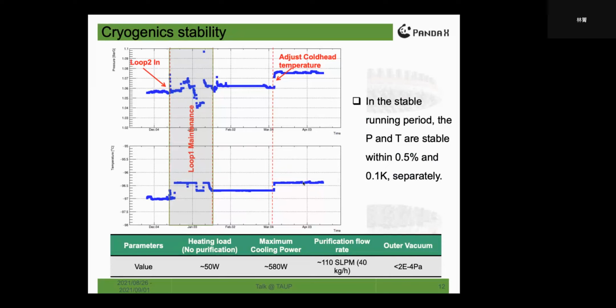During the commissioning, the detector's condition was mostly stable. We adjusted the purification speed and the detector's pressure several times. The pressure and temperature variation in the stable running period are within 0.5% and 0.1 Kelvin, respectively. The purification speed was about 110 standard liters per minute for most of the running time.